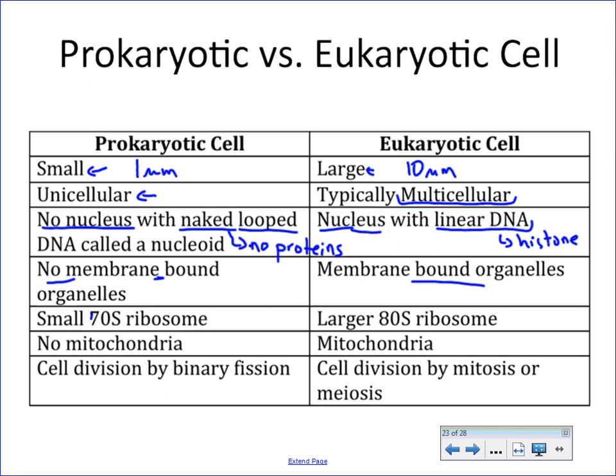Prokaryotic cells will have a smaller 70S ribosome as compared to the larger 80S ribosome of eukaryotic cells. Eukaryotic cells will contain mitochondria, prokaryotic cells do not. And eukaryotic cells will divide by mitosis, or a process referred to as meiosis, whereas prokaryotic cells will divide by the process of binary fission.